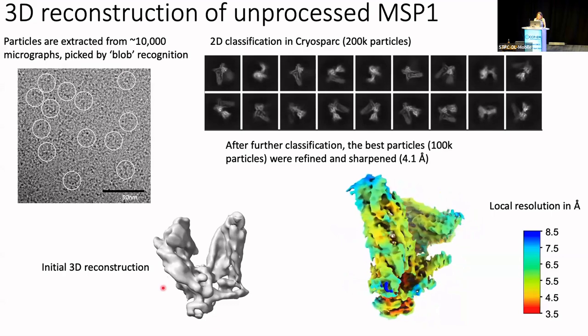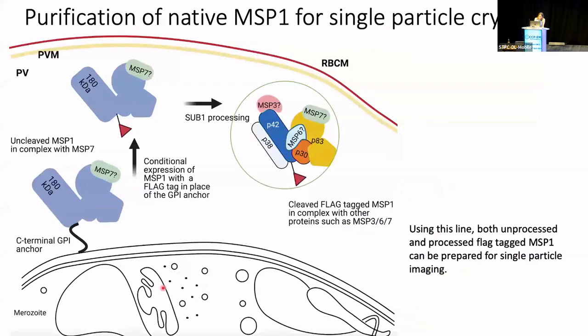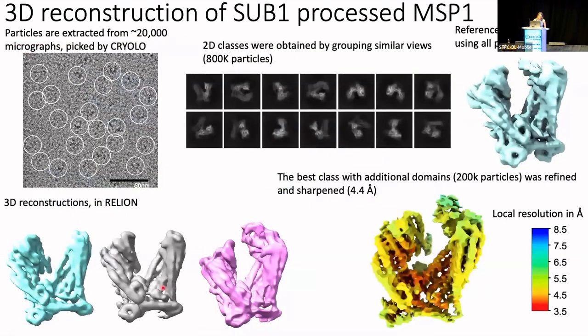Then we looked at the sub-1 processed MSP1, so this is after egress. We looked at 20,000 micrographs. Again, the particle is barely visible. We picked particles with crYOLO, then got some nice 2D classes with a few more orientations than the unprocessed, but more heterogeneous data. We did some 3D reconstructions in RELION and saw that the data was indeed heterogeneous, so there were different reconstructions with additional density.